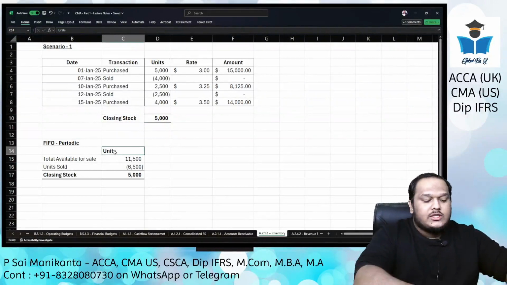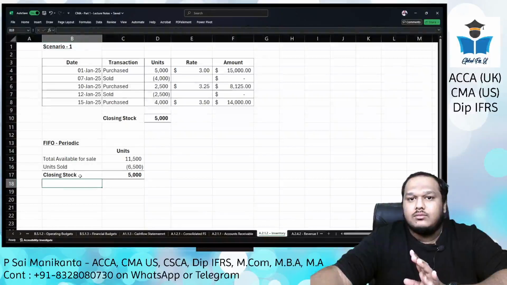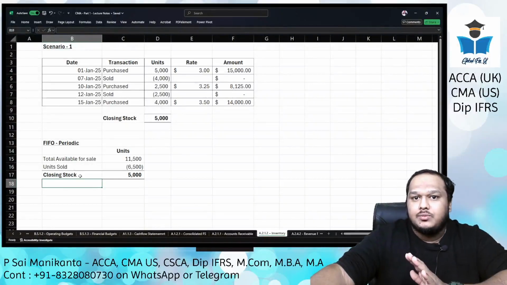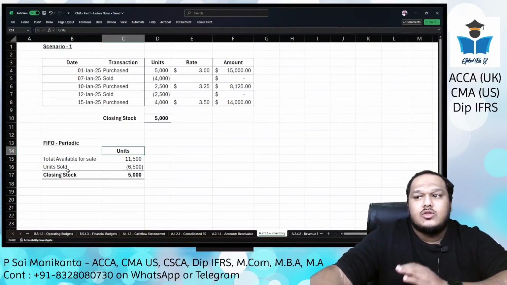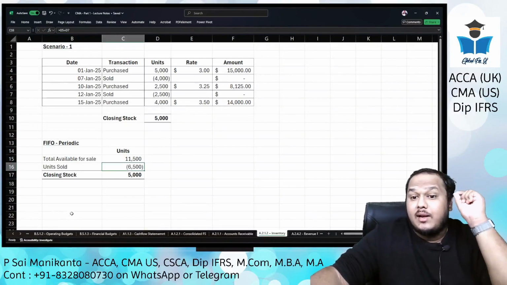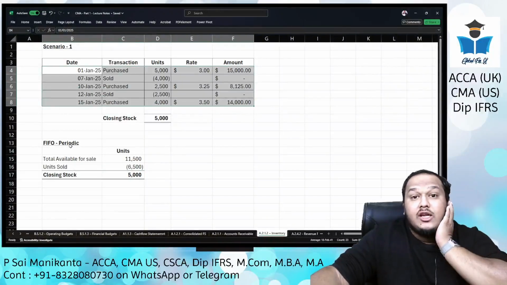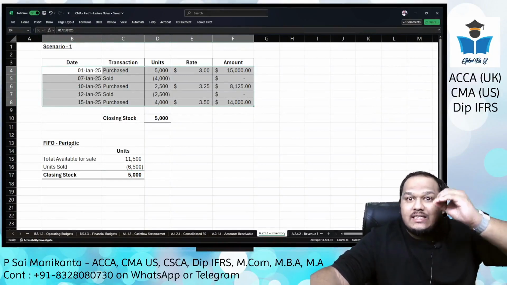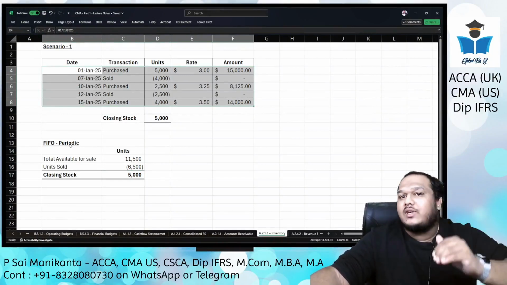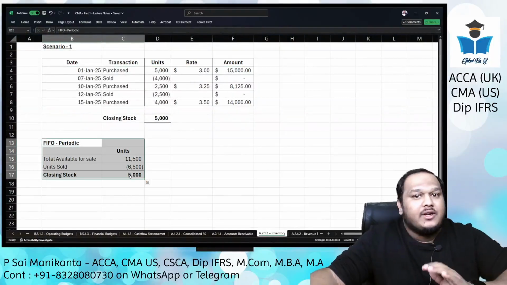Till here no questions, I believe. All okay? Is that okay? Can I continue? All right. So we total purchased 11,500, sold total 6,500. I am not looking at each transaction at this point. This is periodic model. In periodic, we don't worry about each transaction. We don't update after each transaction. We just go with the totals at the end of the period.